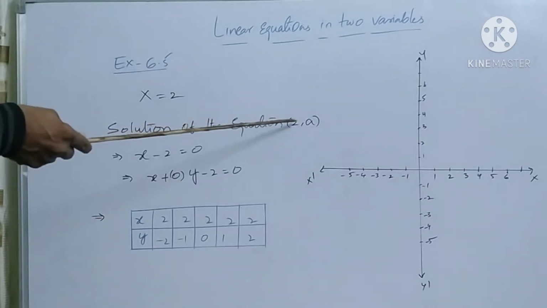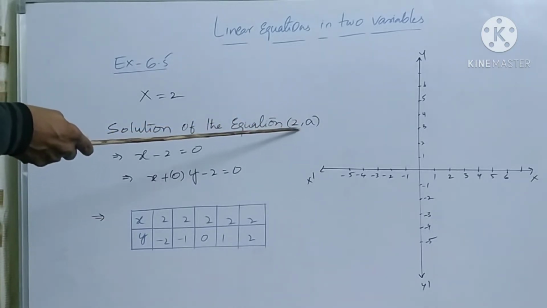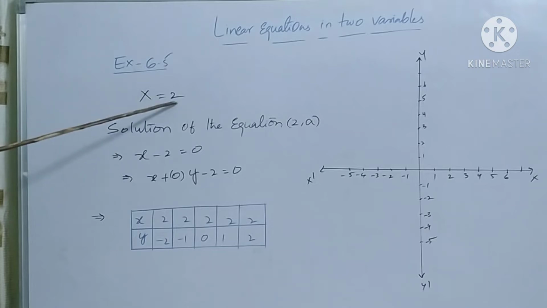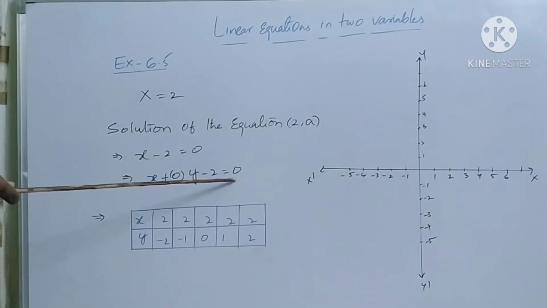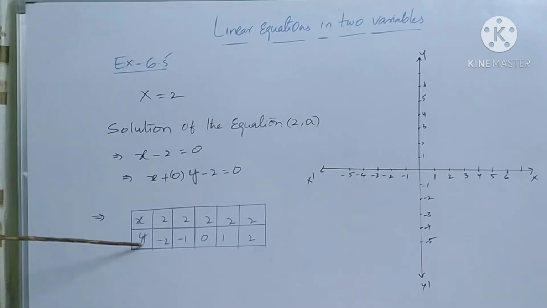Here the solution of the equation is 2 comma a. So here transpose the 2: x minus 2 is equal to 0. Our equation becomes x plus 0 into y minus 2 is equal to 0, since the y term is 0. Substitute the value y is equal to minus 2. So this term is 0, x is equal to 2, LHS is equal to RHS.